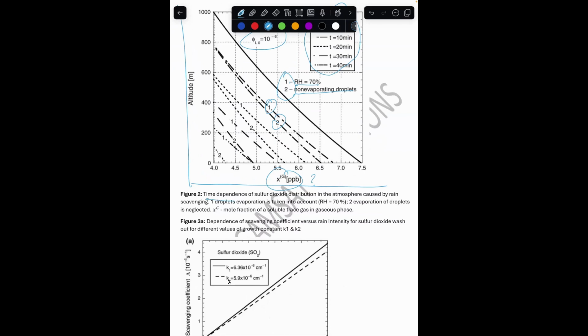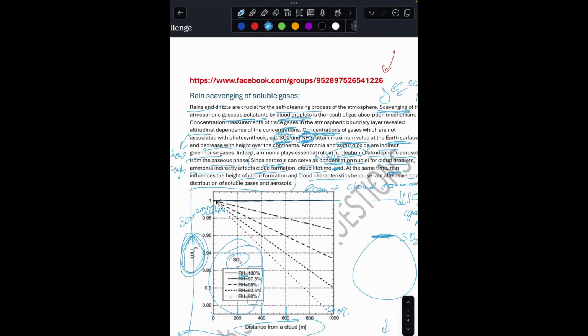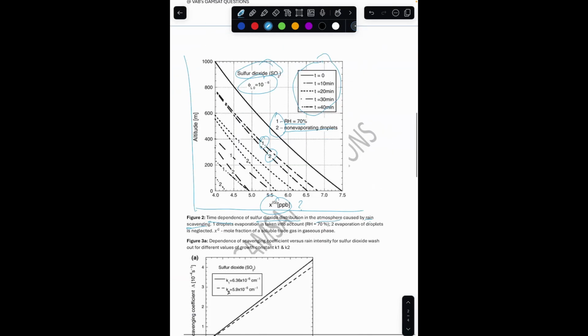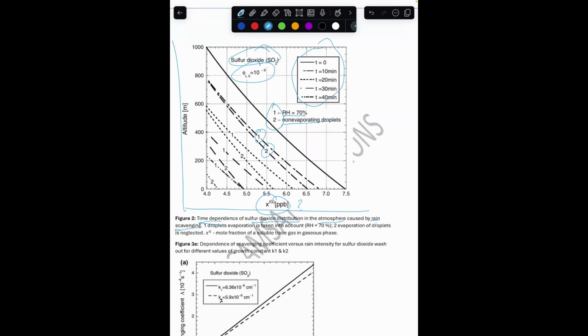Time dependence of sulfur dioxide distribution in the atmosphere caused by rain scavenging. So remember, the rain actually is part of self-cleansing. Remember here it says rain does self-cleansing. And SO2 is a greenhouse gas, it's a pollutant. So the rain's going to get rid of SO2. That's what they mean here. So, the time dependence of sulfur dioxide distribution in the atmosphere caused by rain scavenging. 1 is when droplet evaporation is taken into account, RH equals 70%. 2, evaporation of droplets is neglected. So the main difference is this is evaporating, this is non-evaporating. That's the difference between 1 and 2.